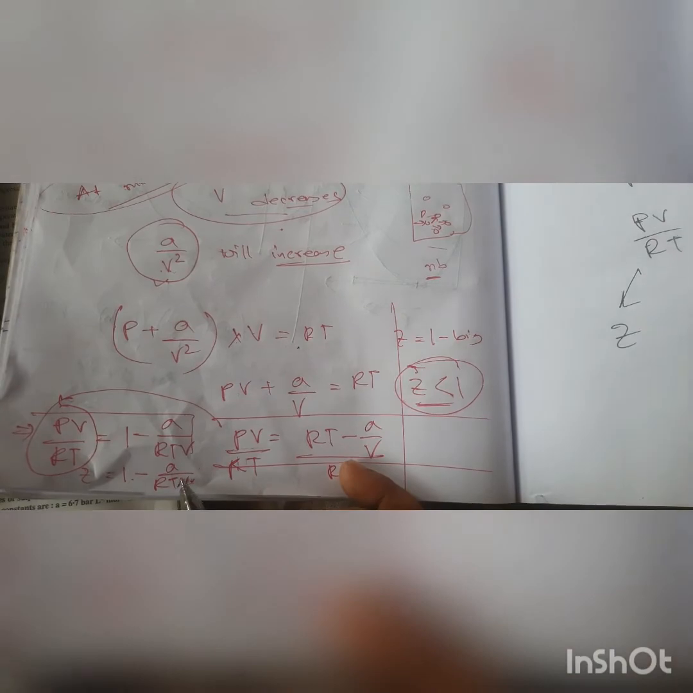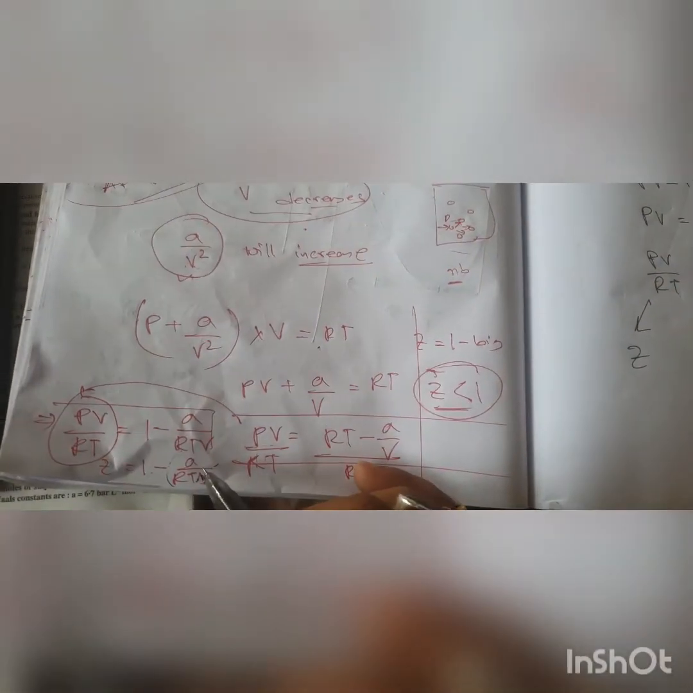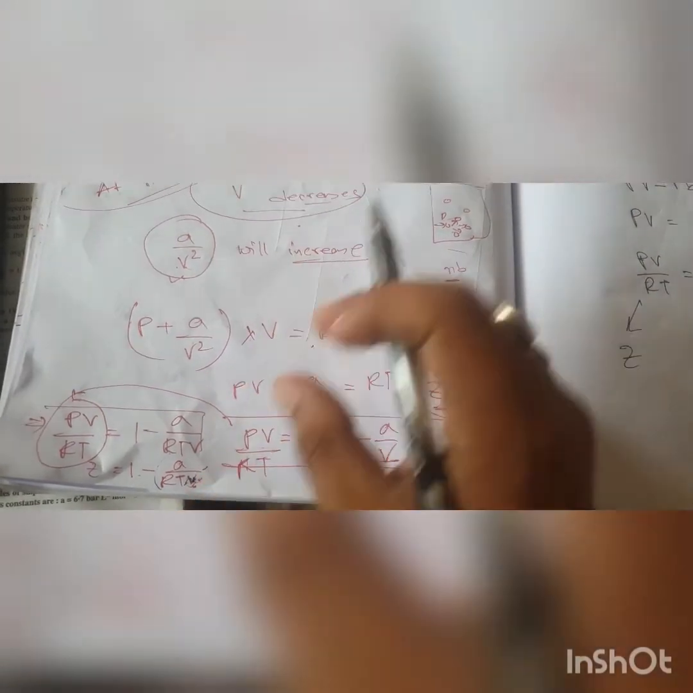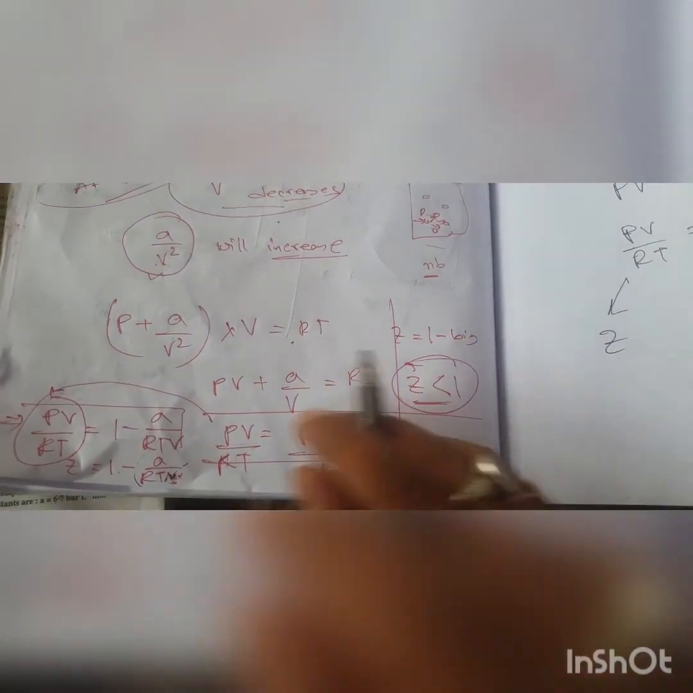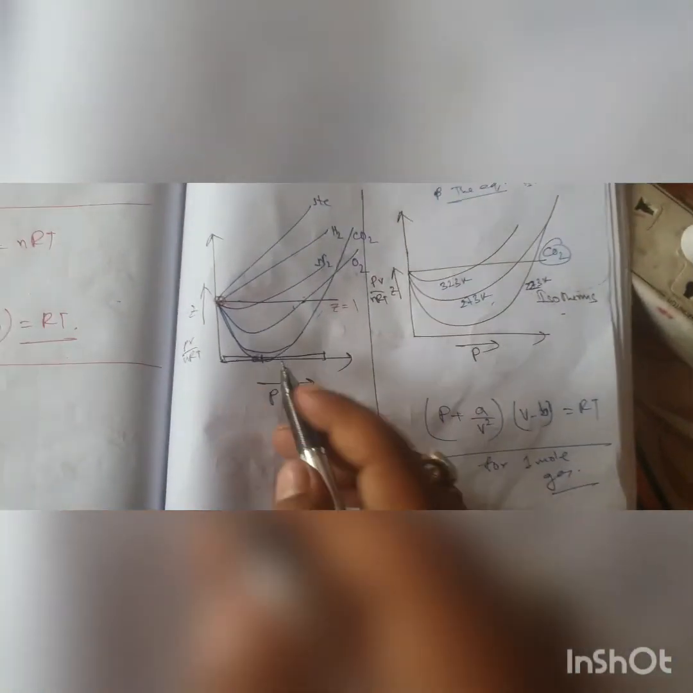At moderate pressure, what is happening? The V is a little bit decreasing. With an increase in pressure, the volume is less. Now you are considering this value is going up, so Z is getting less than 1. So that is the thing.